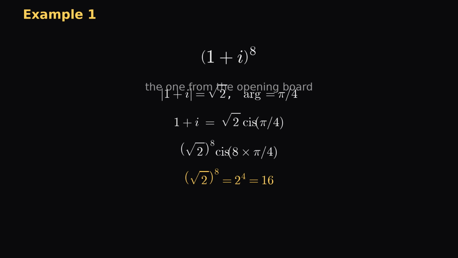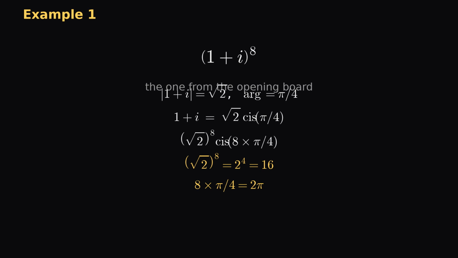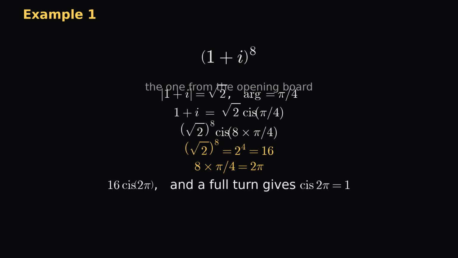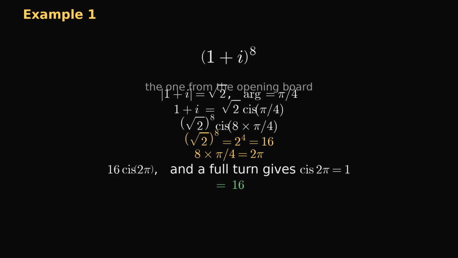√2 to the 8th is 2 to the 4th, which is 16. And 8 times π/4 is 2π. 16 cis 2π. 2π is a full turn, so it lands straight back on the positive real axis. Cis 2π is 1. The answer is 16, and you can check that without polar form at all.